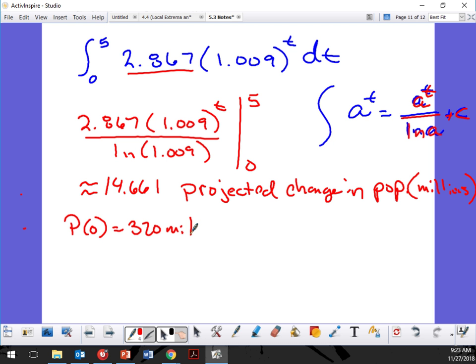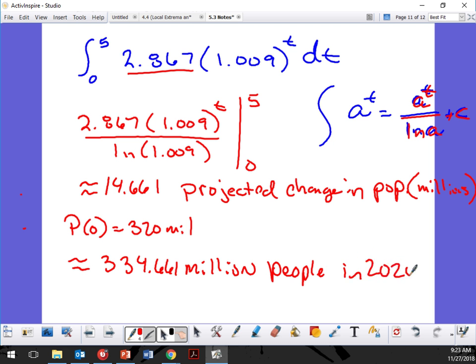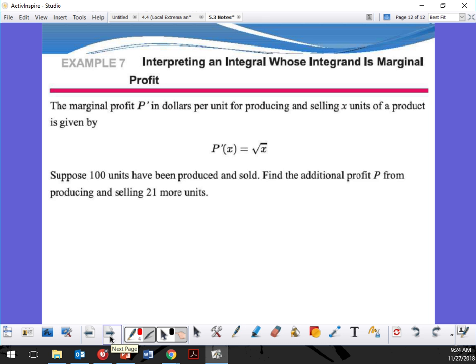So it's going to be about 334.66 million people in 2020. That's what that means. Make sense or no? Okay, so take a look at the next one.